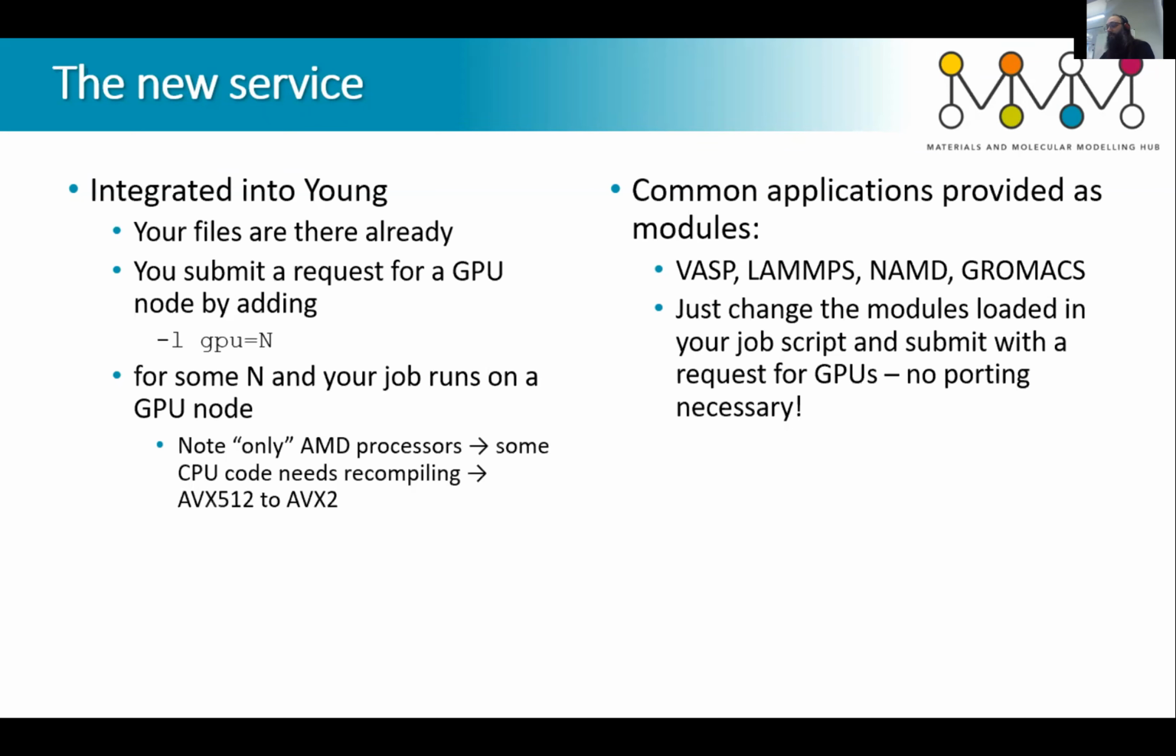As well as that, we have spent some time putting together environment modules for the commonly used applications. So when you log in, VASP, LAMMPS, NAMD, and GROMACS should all be available, ready to run with GPU versions. And all you'll have to do to use those, apart from adding the line requesting a GPU, is load those modules instead of the ones you use currently in your job script, and it will run, no porting necessary.